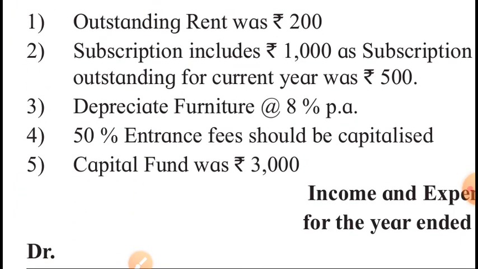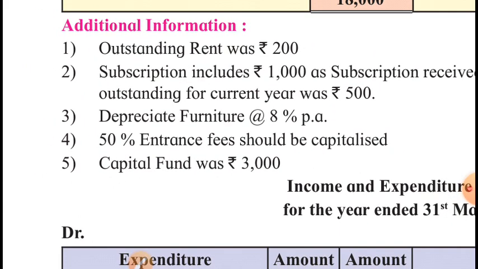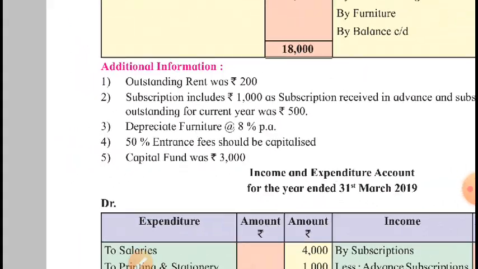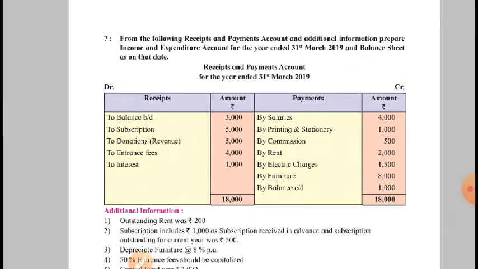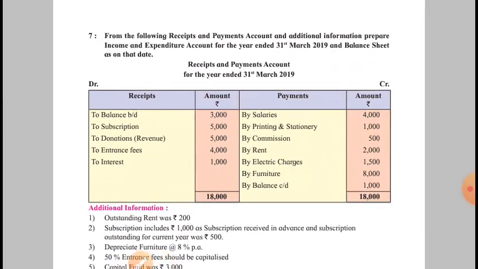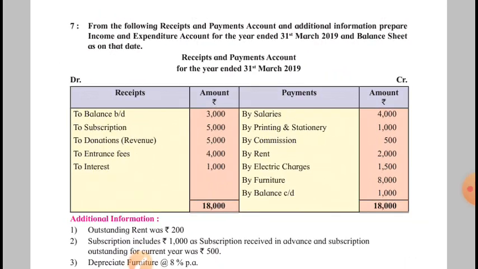and the capital fund was rupees 3,000. Capital fund will be shown on the liability side. You know, capital fund appears on the liability side. So this is the simple problem, the basic level problem. But here you are expected to prepare both the statements, income statement as well as financial position statement, that is income and expenditure account as well as balance sheet.